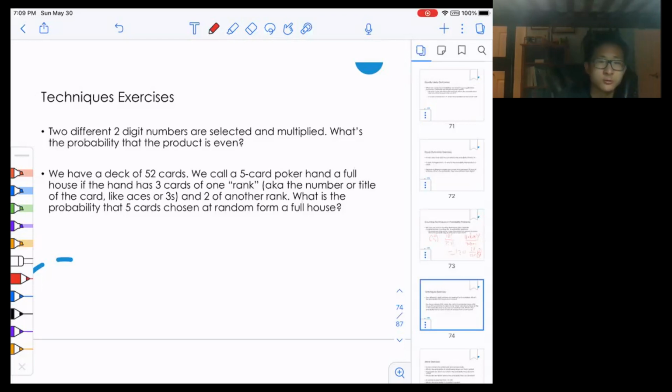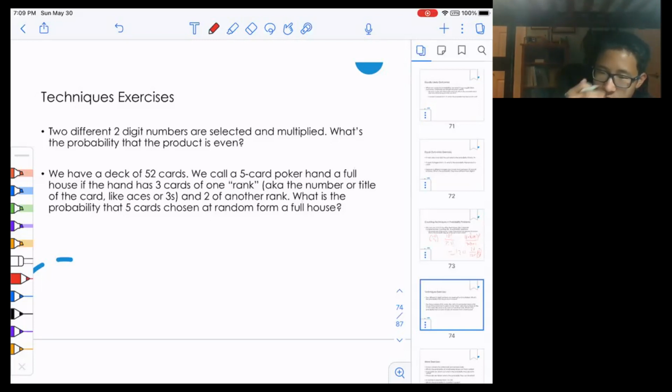All right, I'll go over the first problem as of now, and I'll go over the second problem when I get more answers. Two different two-digit numbers are selected and multiplied. What's the probability that the product is even? In this problem, an outcome is selecting two different two-digit numbers without regard to order. First we need to find the number of possible ways we can choose two different two-digit numbers.